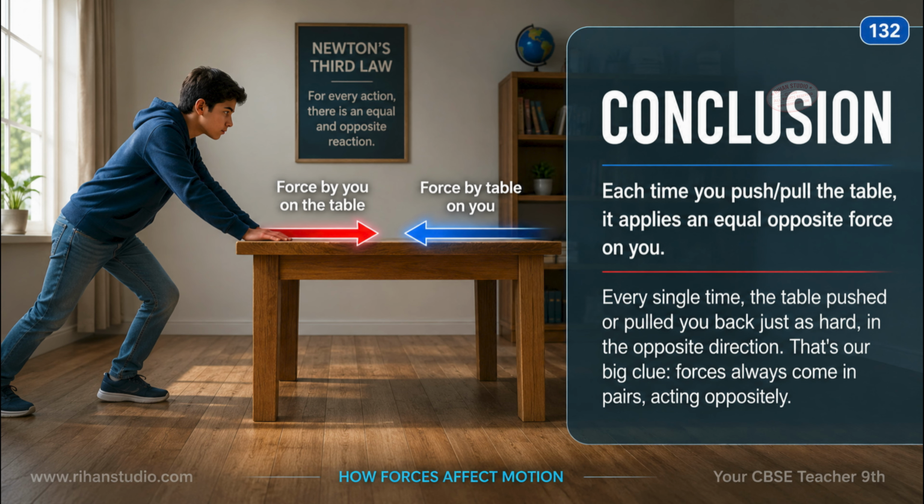Conclusion. Every single time, the table pushed or pulled you back just as hard in the opposite direction. That's our big clue. Forces always come in pairs, acting oppositely.